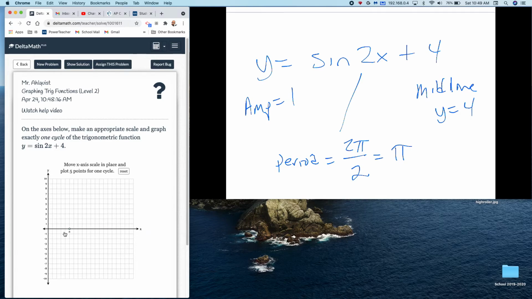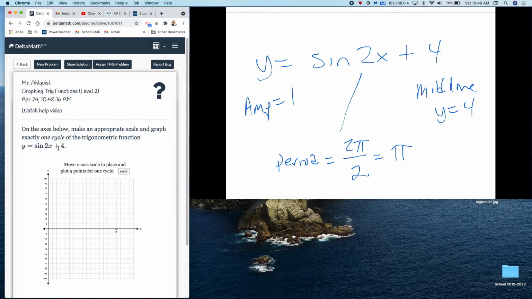Well, I'm going to spread this one out a little bit more. So here's what I'm going to do. I'm going to start at 0, I'm going to go 1, 2, 3, 4. That's my first hump. And I'm going to go 1, 2, 3, 4. That's midway through my period. And I'm going to go 1, 2, 3, 4. That's 3/4 of the way through my period. And I'm going to go 1, 2, 3, 4. And I'm going to set pi right there. So I get to move where that period ends.